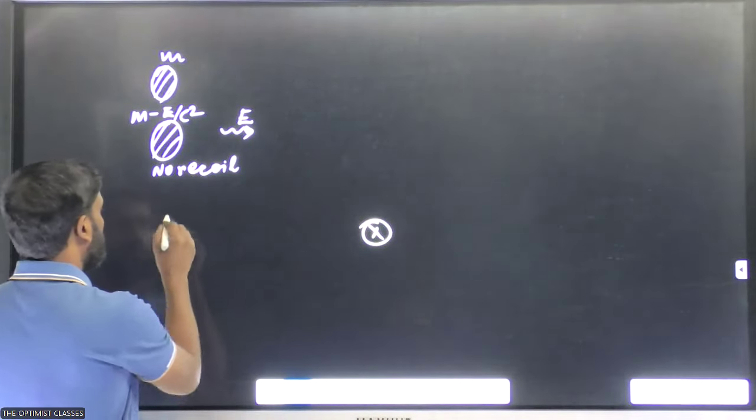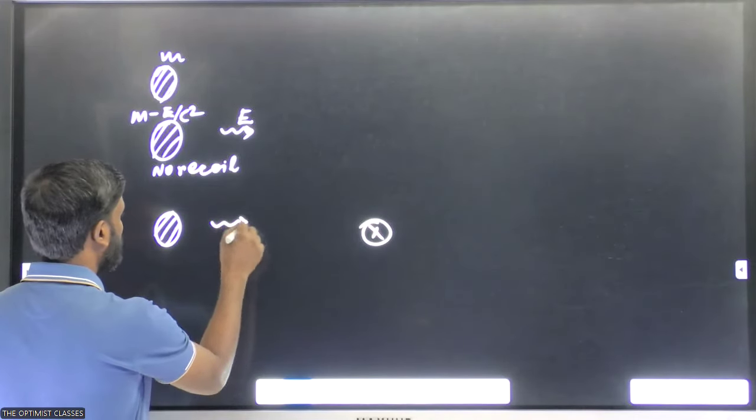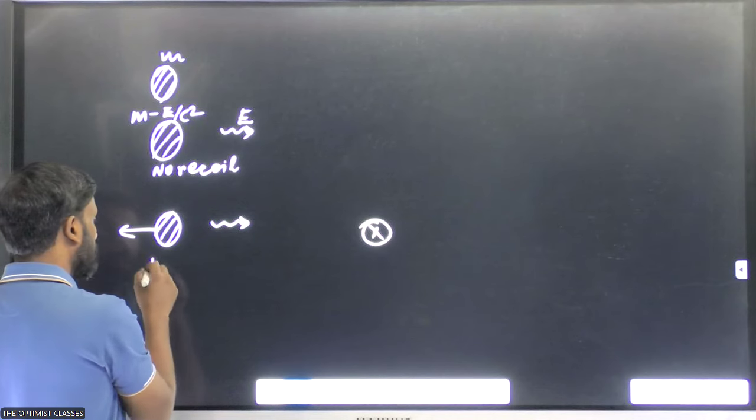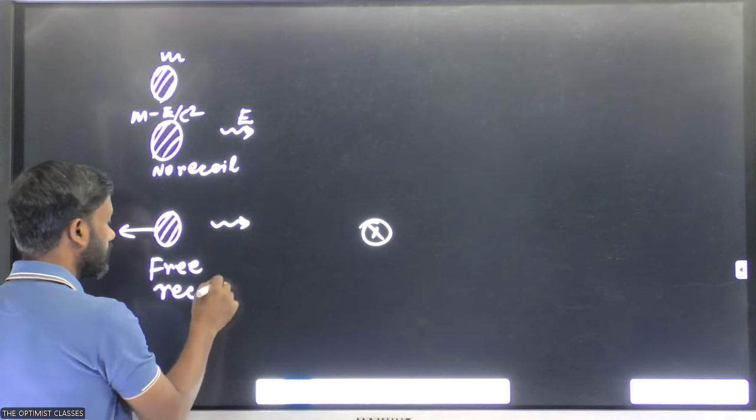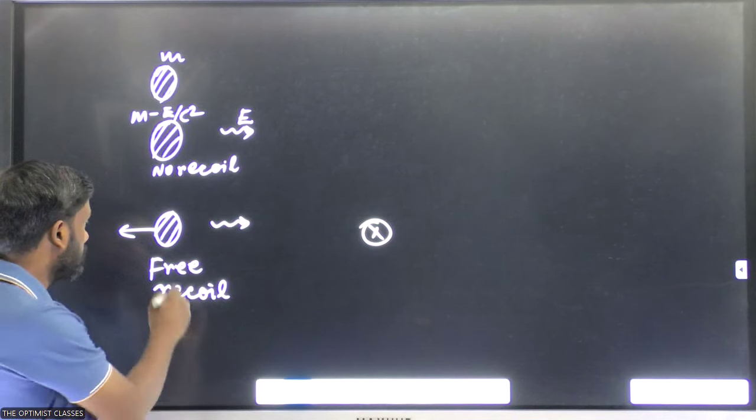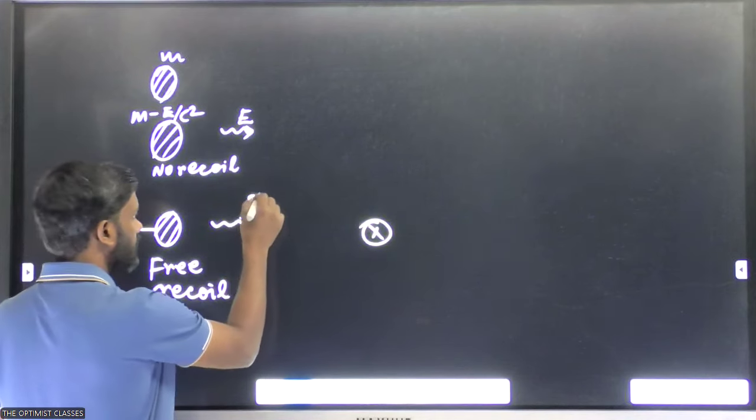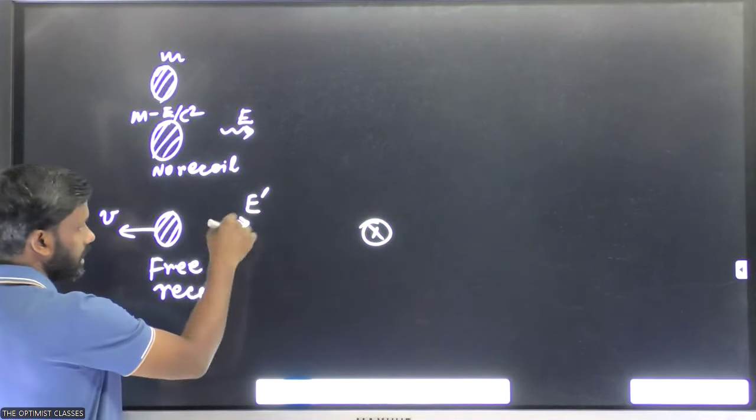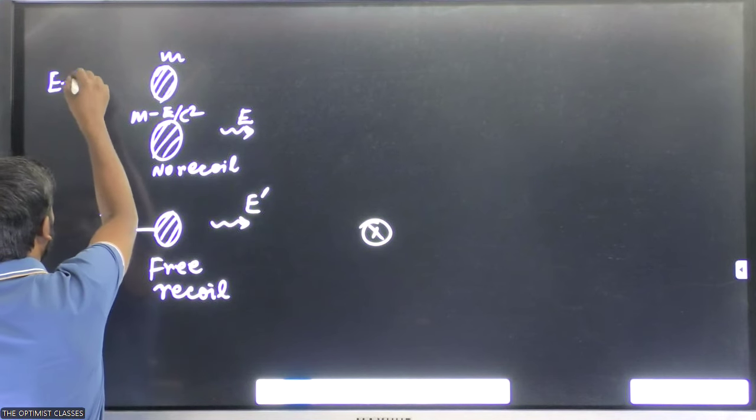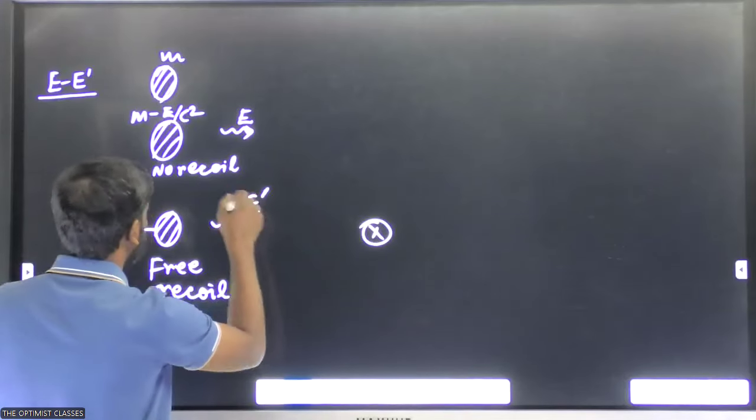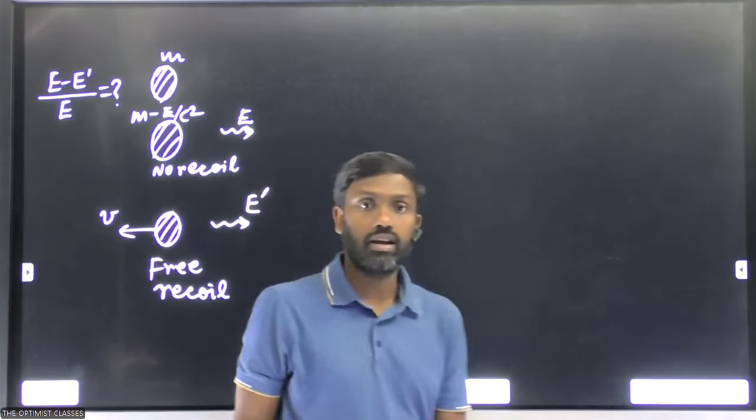Now, consider another case, the third case here, where it emits a gamma photon and it recoils freely. So this is free recoil. If it recoils freely, then what will happen? It gains some speed in this direction. Let's say now in this case, the energy emitted is E prime. This is the energy of the photon. So the question here is we have to find (E minus E prime) divided by E. This is the fractional change in energy of the photon.